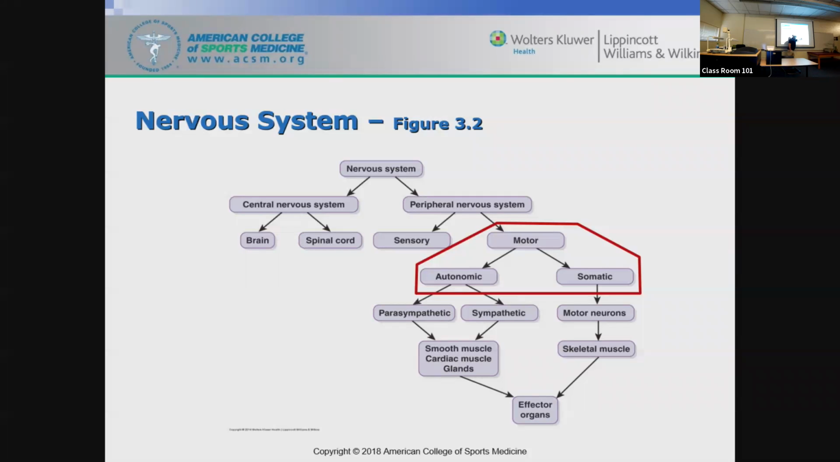On the somatic side, this is the stuff that we can control, mostly the skeletal muscles. We can control which ones we contract, we can control how fast they contract, and how much strength and force we can apply. So these are the ones that we normally think about.